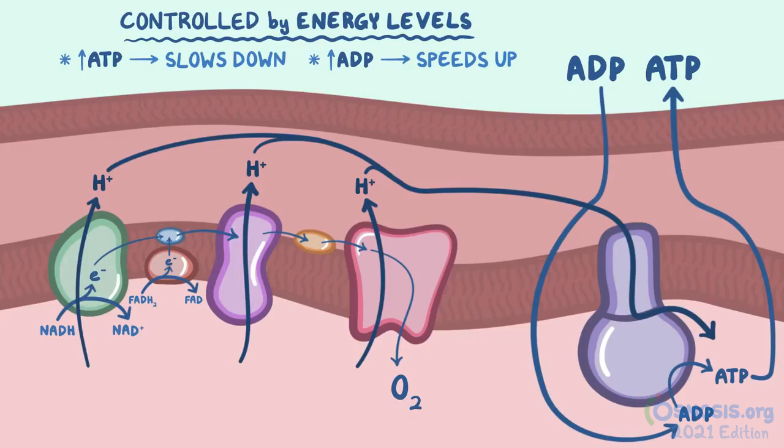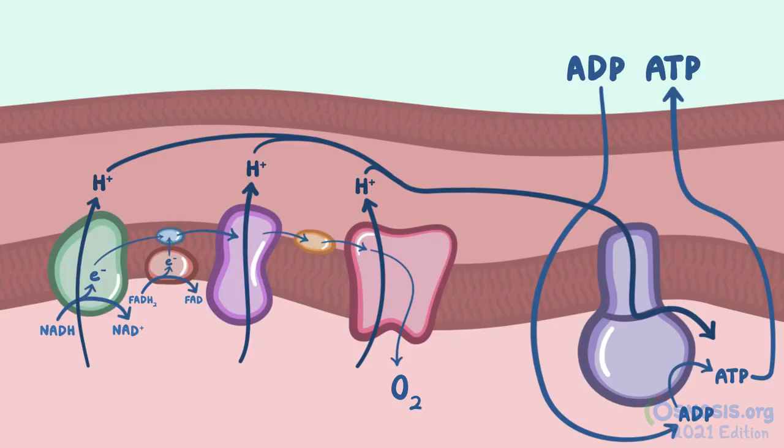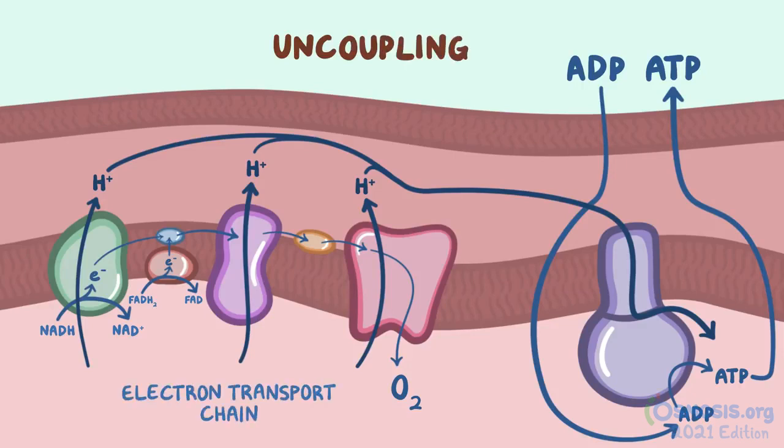Now, it turns out that drugs and chemicals can effectively break oxidative phosphorylation in 2 ways, either uncoupling or inhibition. Let's start with uncoupling. Normally, the electron transport chain is coupled with ATP synthesis, meaning that they happen together.